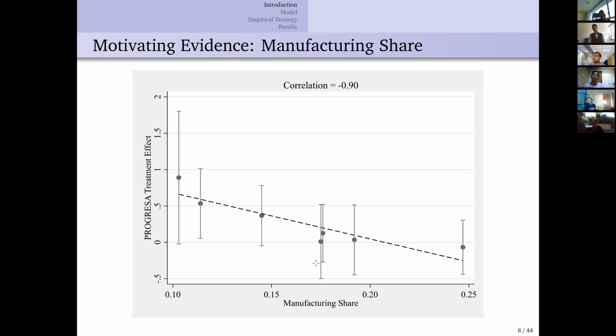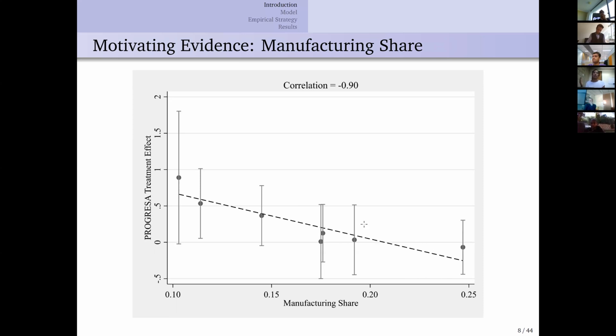Again, I'm plotting the PROGRESA treatment effect by state. And all I've done here is basically order it by state level manufacturing share on the x-axis. And you can see a really tight correlation of -0.9 between the size of the PROGRESA effect and the state level manufacturing share. The large PROGRESA effects are concentrated among states with low manufacturing shares. The small effects are among states with higher manufacturing shares.